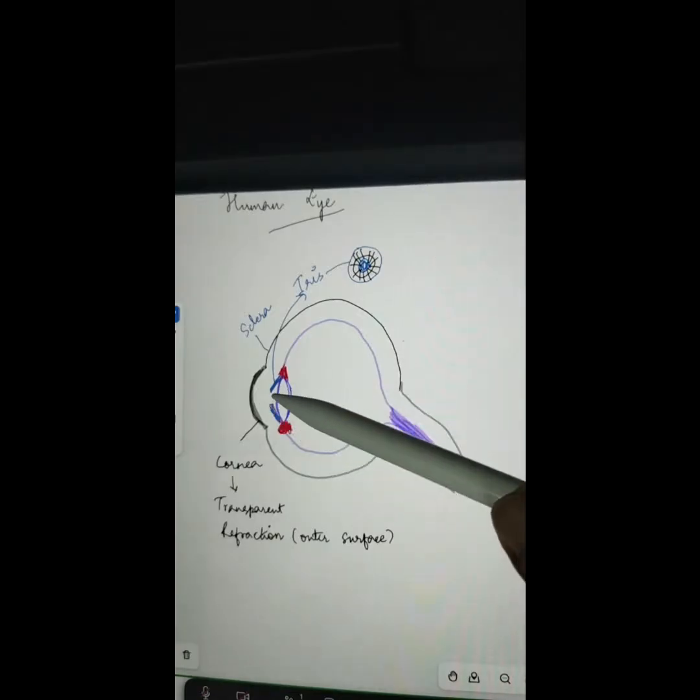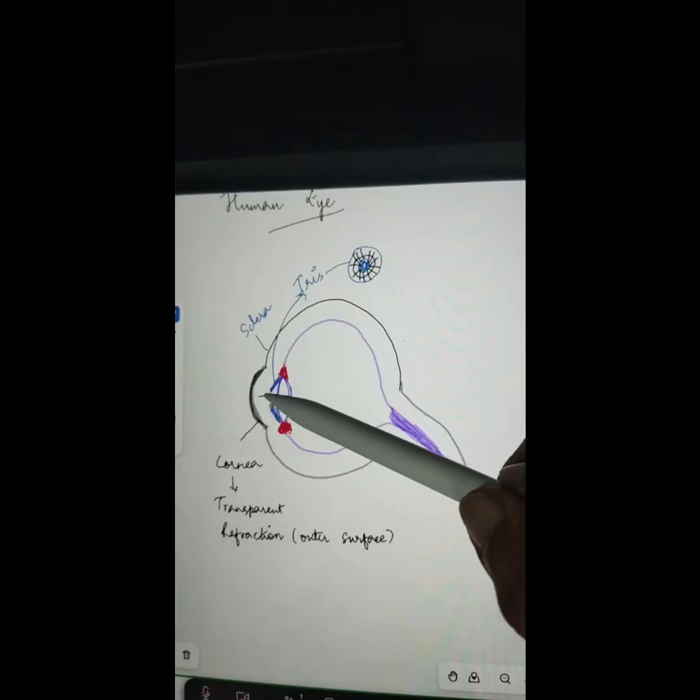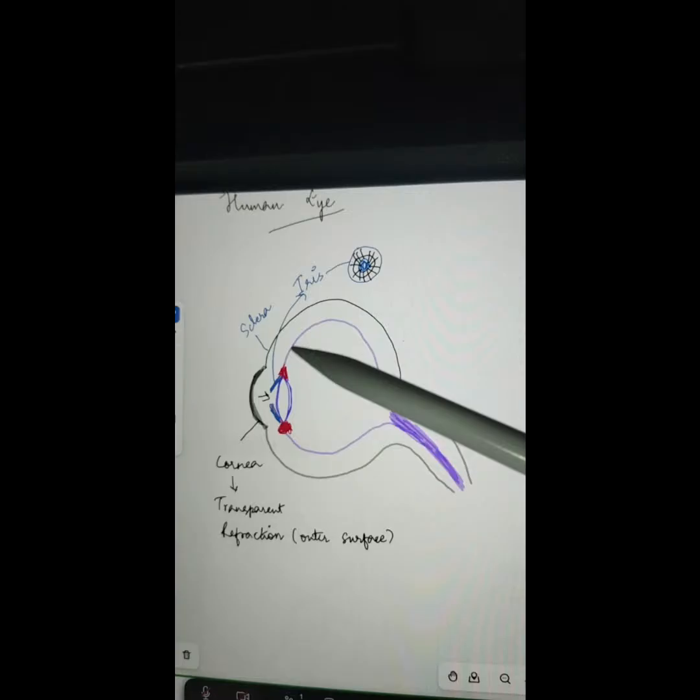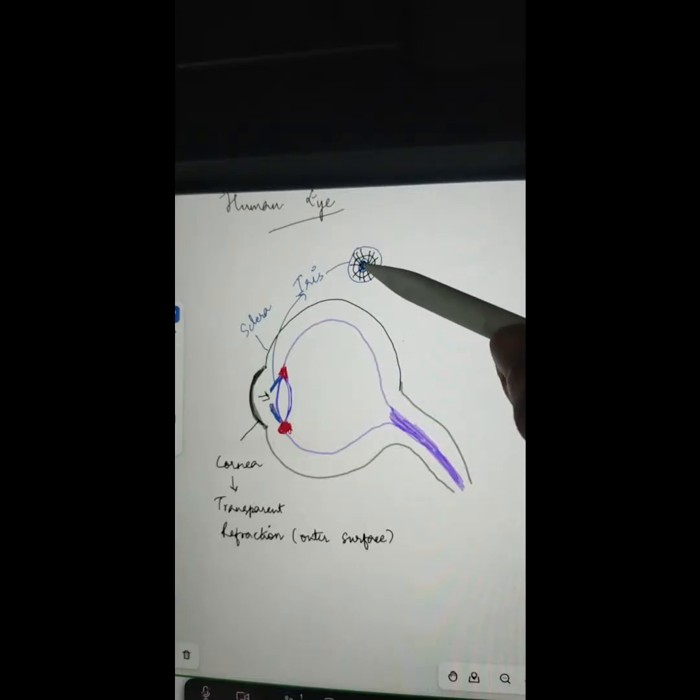So iris is the pigmented part. It is a muscular diaphragm because it is composed of muscles, regulating the size of the pupil. This is the part of the eye where actually a hole is present. It looks like another circle, but it is actually the hole. This is known as pupil, which is the hole which allows light to go inside.